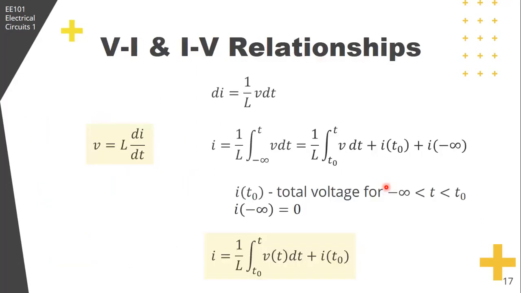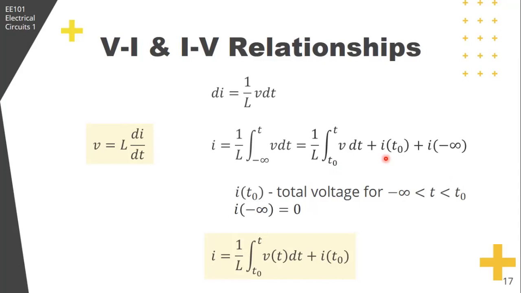Then here are the voltage-current and current-voltage relationships of the inductor. As given earlier, it is found that the voltage across the inductor is directly proportional to the change of current. This is the VI or voltage-current relationship of the inductor. Now if we rearrange this, we will have this one, and if we integrate it, we will have this one. It is the same concept as with the capacitor earlier.